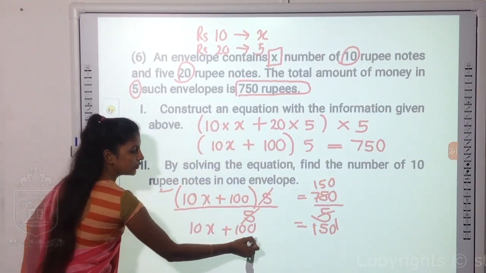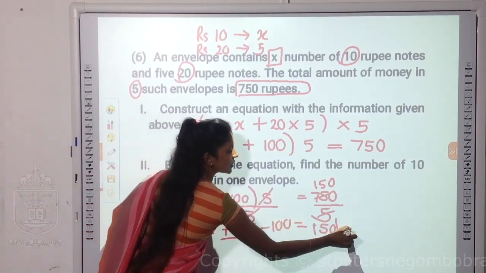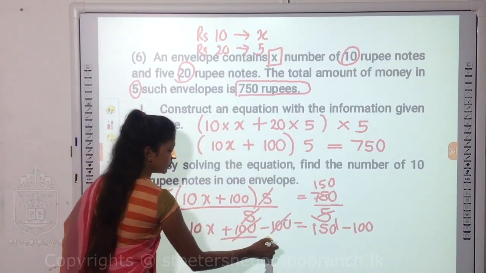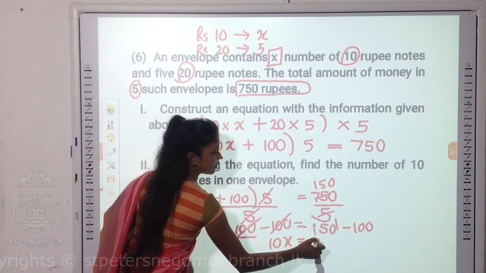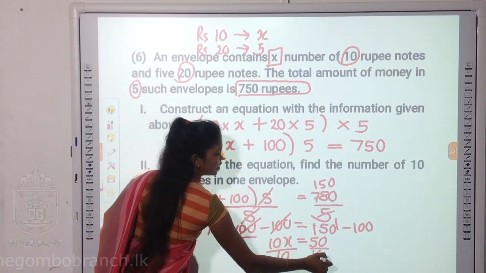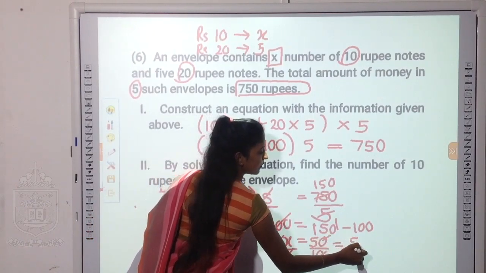And then, in order to remove plus 100, you have to subtract 100 from both sides. Right? And then 100 will be removed. So 10x equals 50, and you have to divide by 10. Right? And you will get the answer of x as 5.